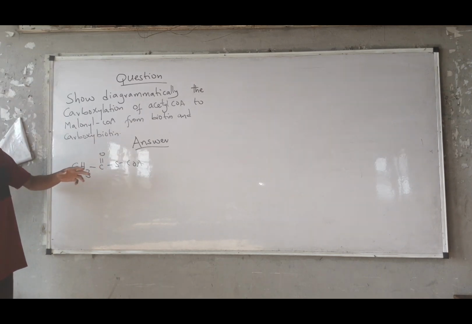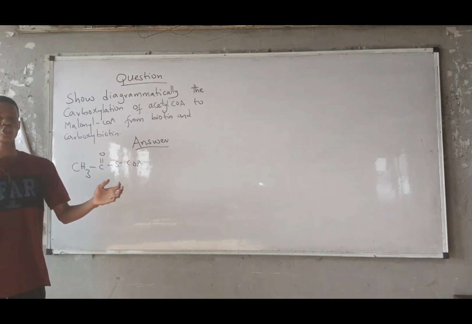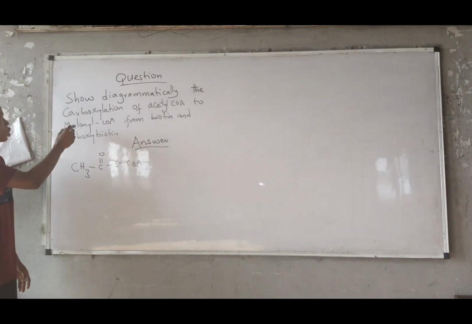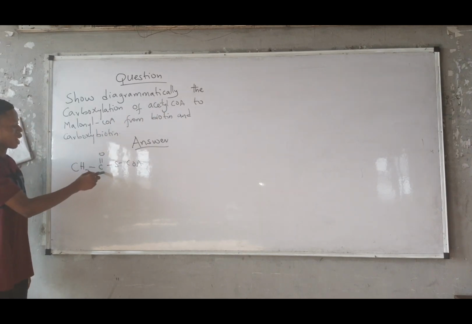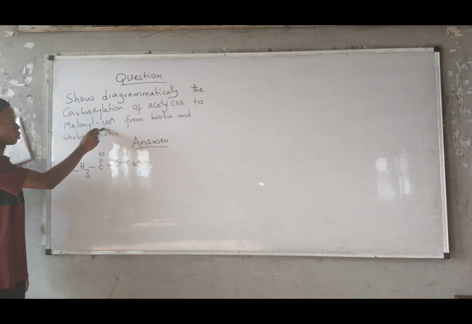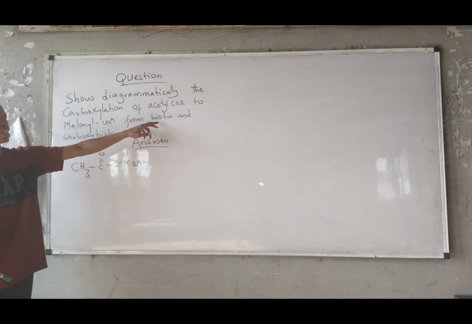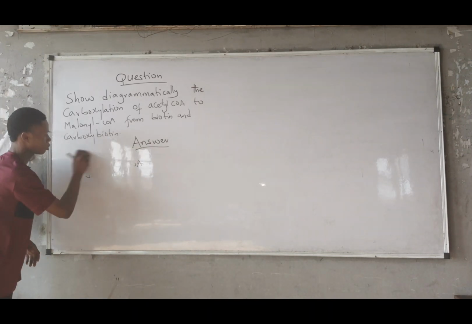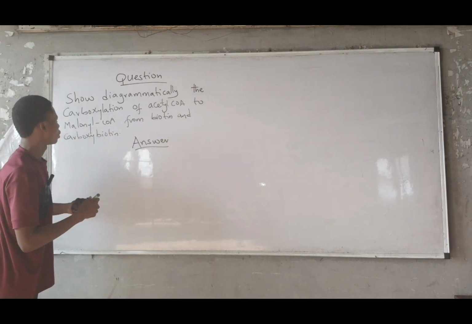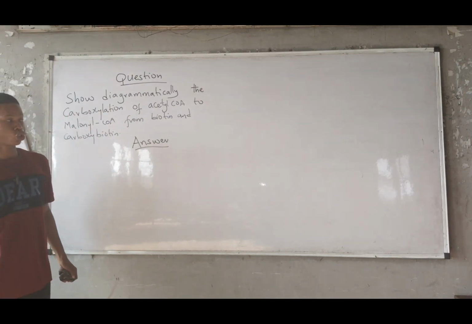Now, the question requires us to show the carboxylation. Carboxylation means addition of a carboxylic acid group. So, carboxylation of acetyl-CoA means we are going to add a carboxylic acid group to acetyl-CoA to form malonyl-CoA from biotin and carboxybiotin. Biotin there is just serving as a coenzyme. So, let's look at how we can do that. First, you have to show diagrammatically, so you are not using their names but their structures.